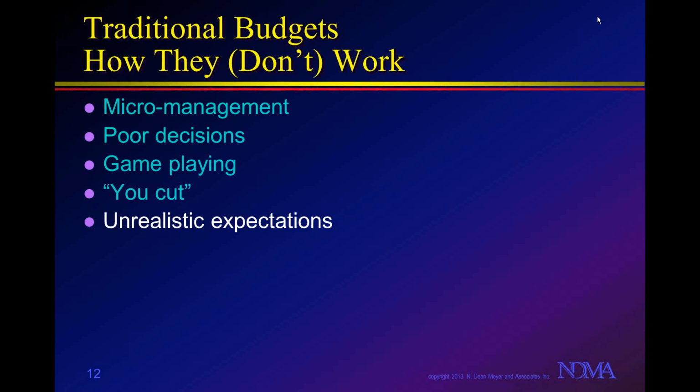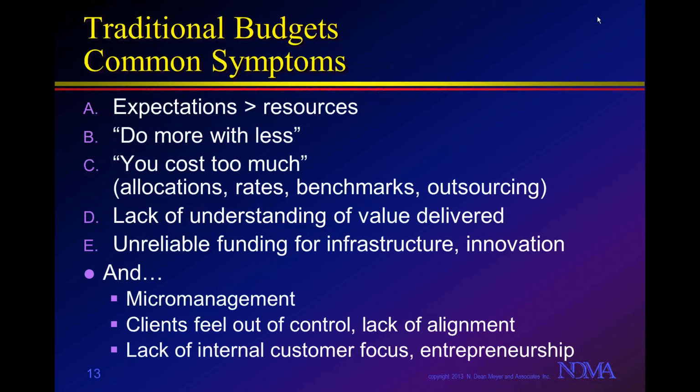So those are some of the symptoms, and what I asked you to do in the poll was tell me if any of these things are affecting your organization. Expectations out of line with resources, you see where that comes from, the traditional budget process. Do more with less, well, we don't know what things really cost, so that comes out of the budget process. Vague accusations that you cost too much, a lack of understanding of the value you deliver, the projects and services that we value. All we know is you're a big black hole for money.